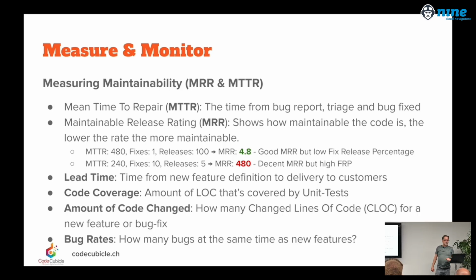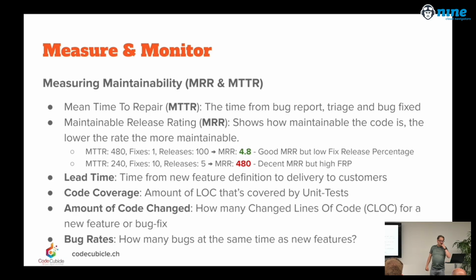Then you have the maintainability or maintainable release rating, which shows you a ratio between those things like the MTTR, the fixes, the releases. Is it small? Is it big? Okay, here the difference is super big, but maybe that's explainable, or maybe it isn't. And that's what you should look at. And also then the trend again over several months, is it going up, is it going down?